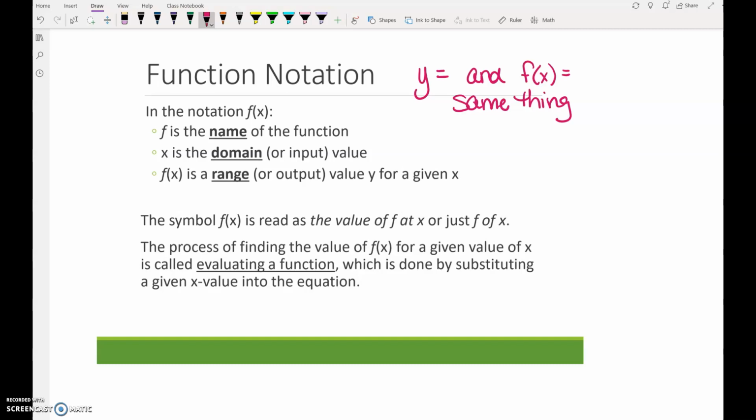It tells you a lot of information. It tells you the name of the function. F is the name of the function. It tells you the domain, the input value, and it tells you the output, the answer, the range value. It is read f of x. So put a box around where it says f of x. That is incredibly important. F parentheses x is read f of x.